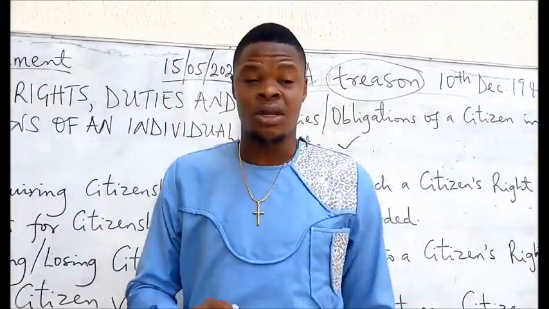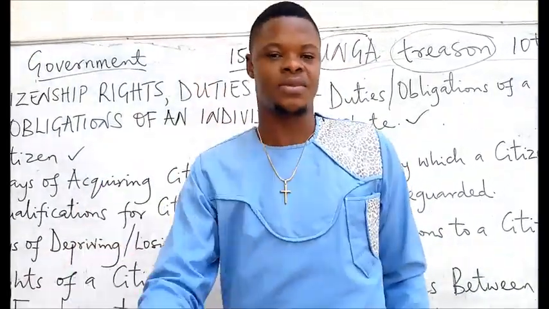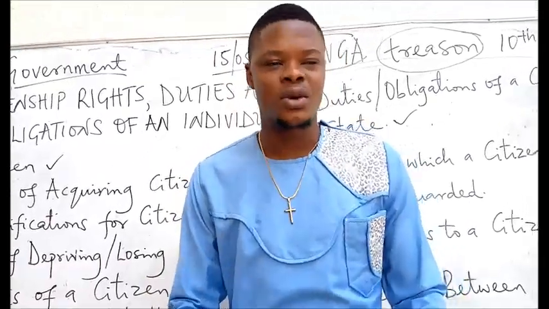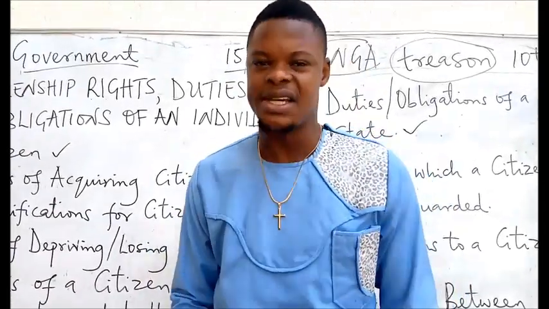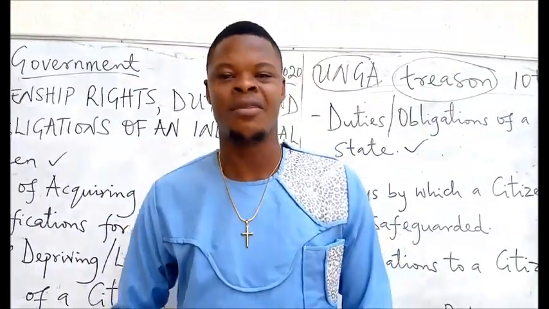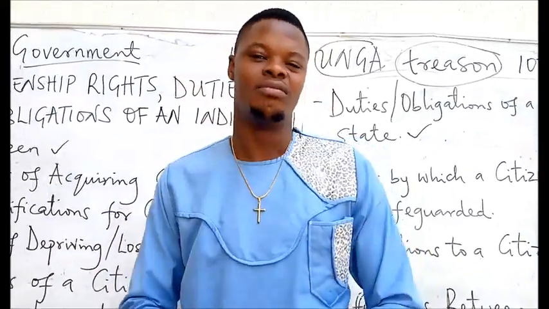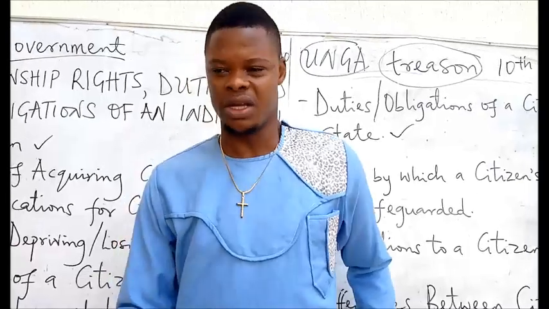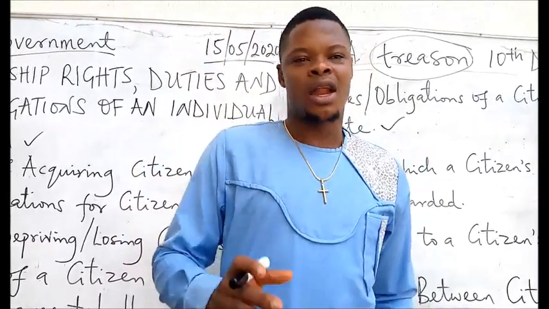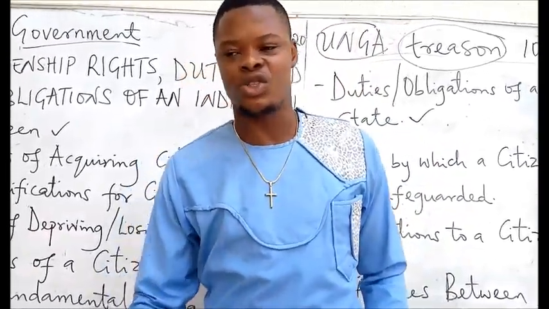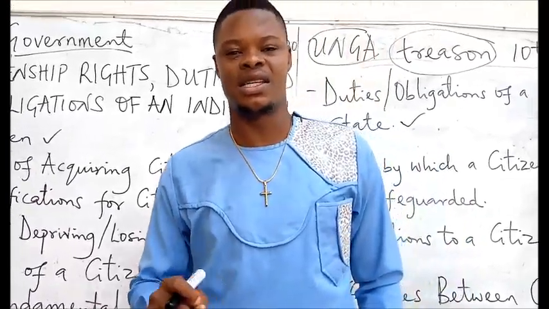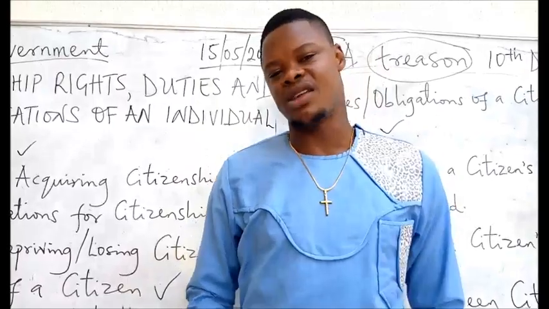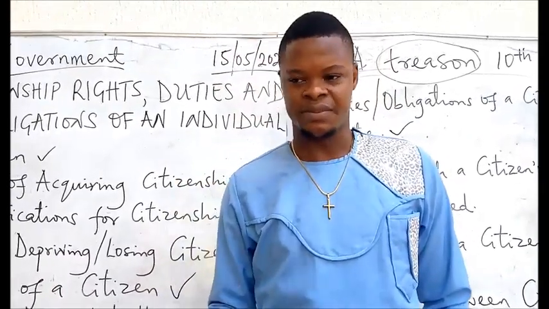Then detection and prevention of crimes. Whenever a crime is taking place around you, you are supposed to cooperate with the security agencies, report the crime, and together with the government find a solution. It is a duty, an obligation of a citizen in a state. Another one is respect for the rights of individuals. A citizen is expected as a duty to respect the rights of individuals within the state.